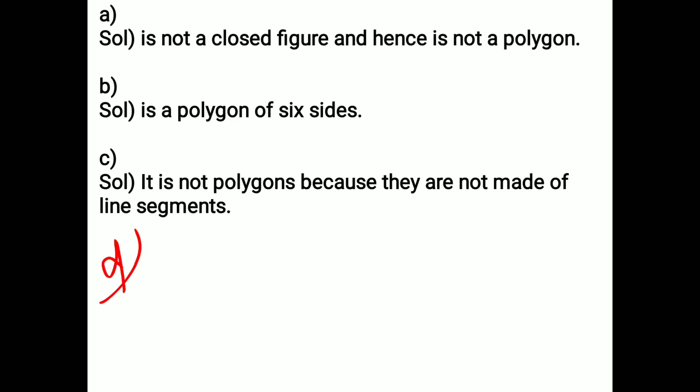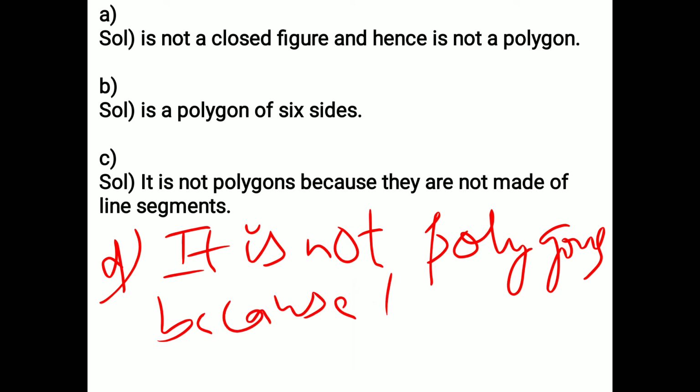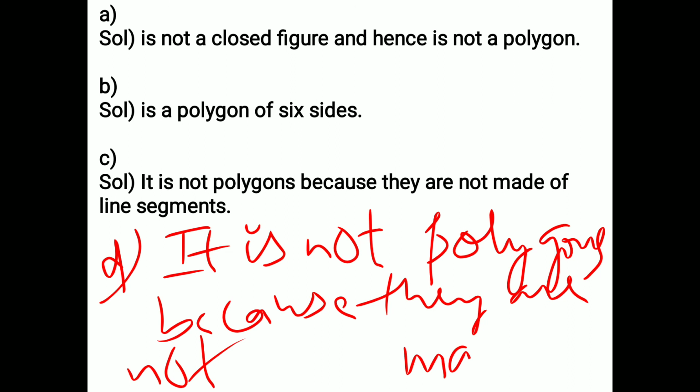Now D part also is not a polygon. We write it is not a polygon because they are not made of line segments. Clear? Now we do the next question.